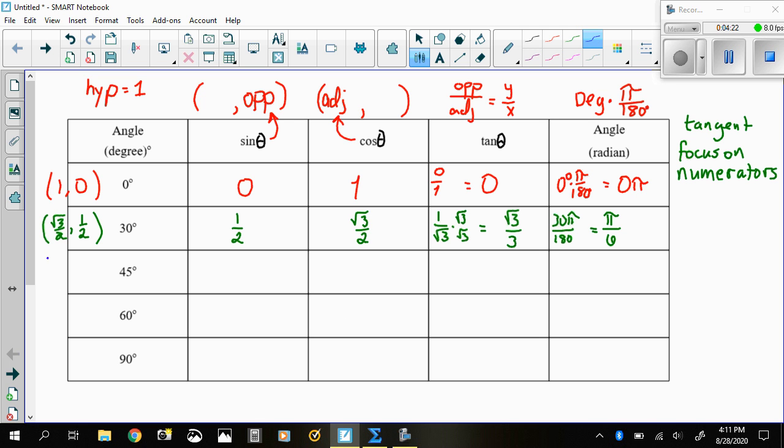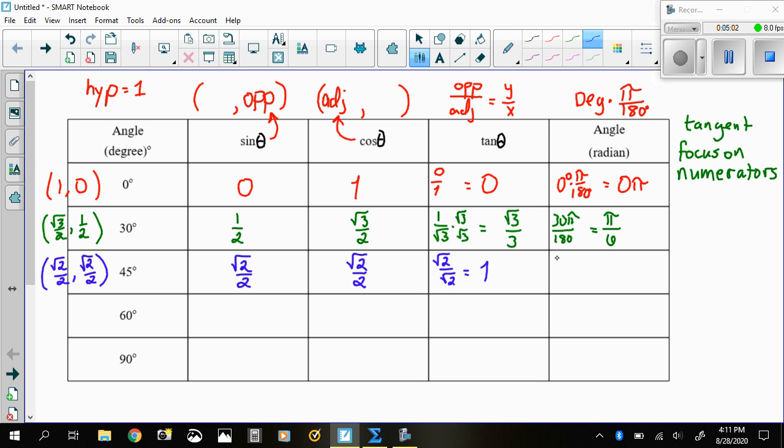Okay, 45 degrees uses square root of 2 over 2 and square root of 2 over 2 for the ordered pair. So again, y-coordinate, so that's square root of 2 over 2 for sine. And since the x-coordinate is the same, that's also square root of 2 over 2. And then for tangent, again, ignoring the denominators, focus on the numerators. That would be square root of 2 over square root of 2, which when you have the same number divided by itself gives you a value of 1.